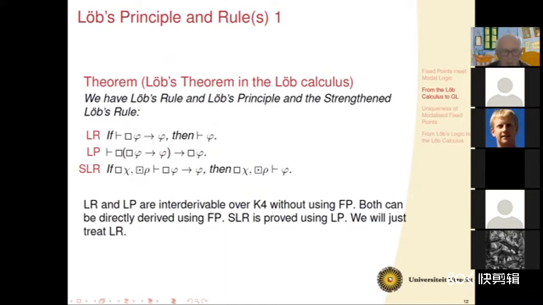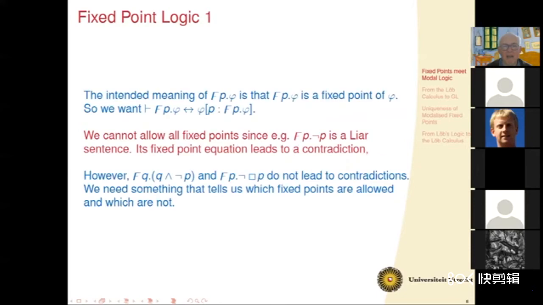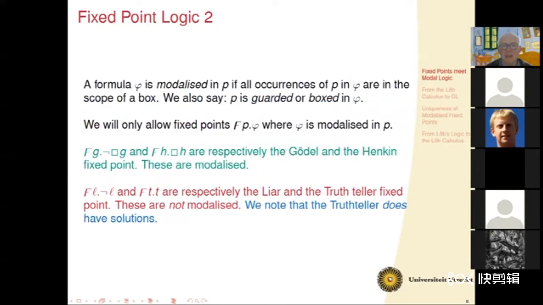Of course, you can set up the language in two ways, right? We could have all fixed points in the language, and then only the fixed point axioms for the modalized case. But I think it's neater to simply restrict the language to the modalized fixed points, right? So let me just go back to the definition of modalized. So this means that P only occurs in safe places, right? You could think maybe of the power of taking fixed points as something extremely dangerous. Fixed points can blow up the world, right?